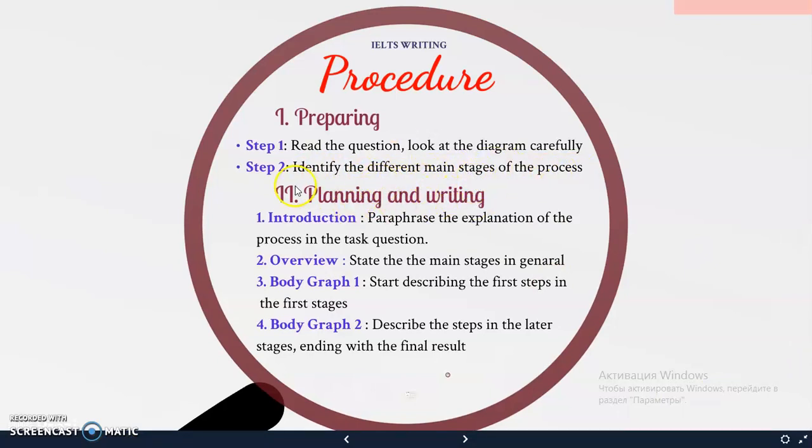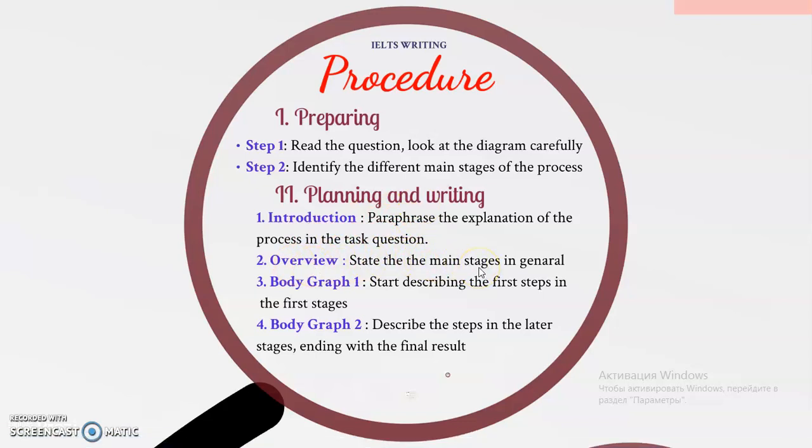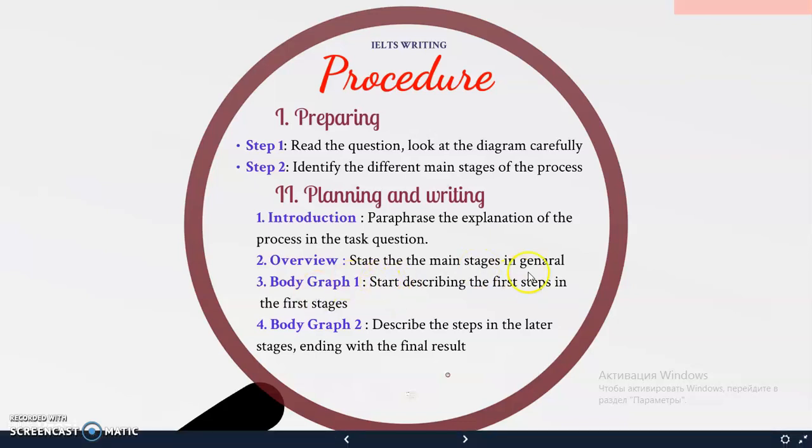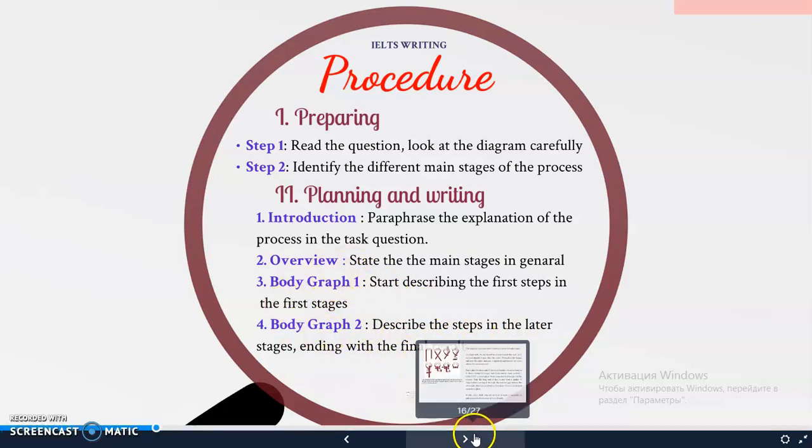Second, planning and writing. Introduction, phrase the explanation of the process in the task question, very easy. Overview, states the main stages in general. You will have to present the main stages of the process. Body paragraph 1, start describing the first steps in the first stages. Body paragraph 2 describes the steps in the later stages, ending with the final result. So you will have to write 2 body paragraphs.